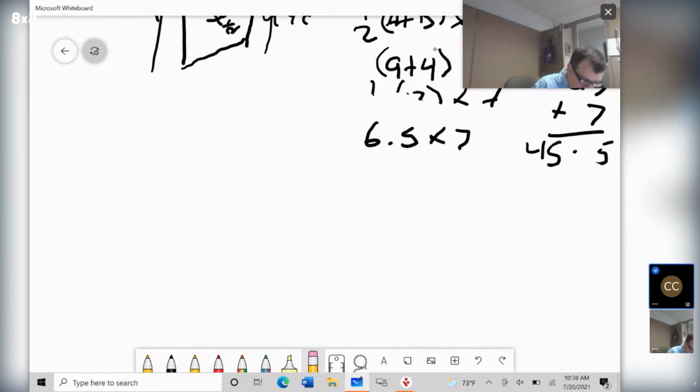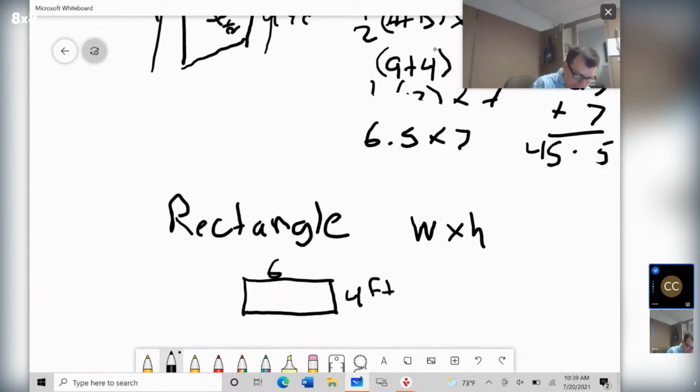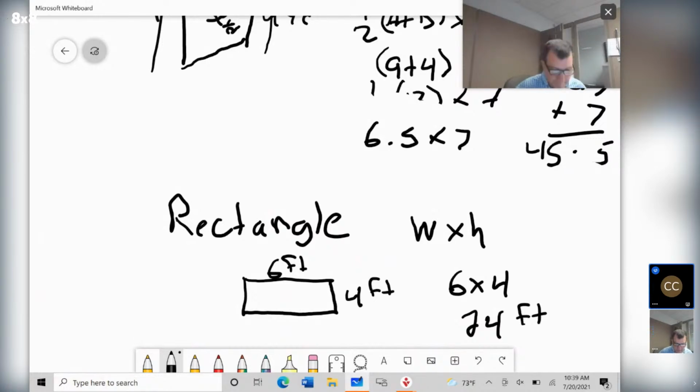Okay, for the rectangle, our formula is just going to be width times height. So for this one, if we have a rectangle, this one's 4 feet and this one's 6 feet. It's just going to be the width, 6 times 4. So it's going to be 24. And since it's feet, it's going to be feet. So the rectangle is just width times height. That one's pretty straightforward.